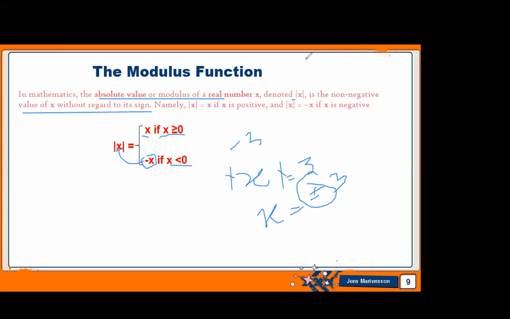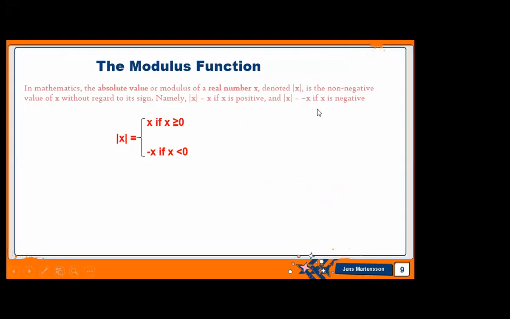For example, let's discuss the question. Here mod x is equal to 2. How can we solve it? It is clear. Okay, thank you, Aisha. Mod x is equal to 2, how can we solve it?